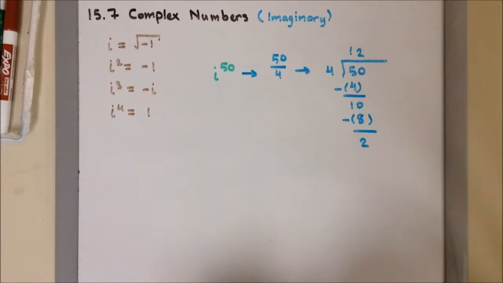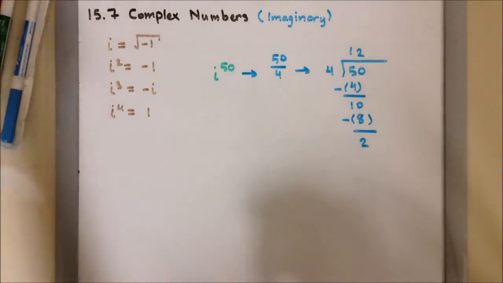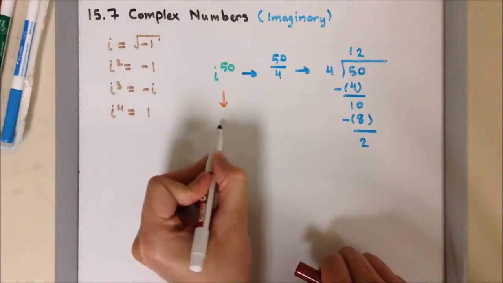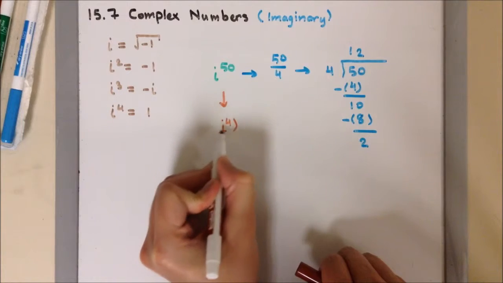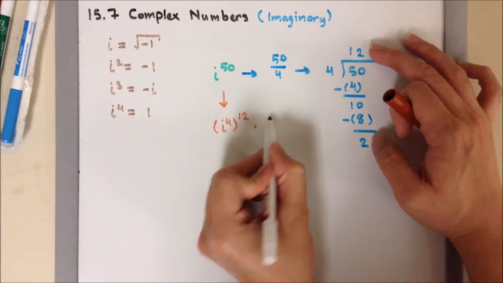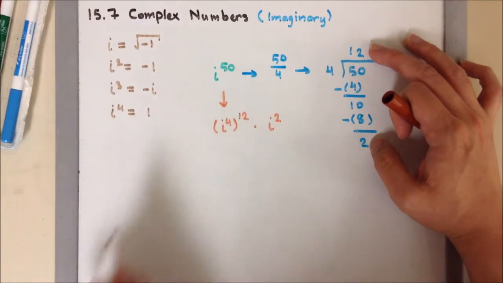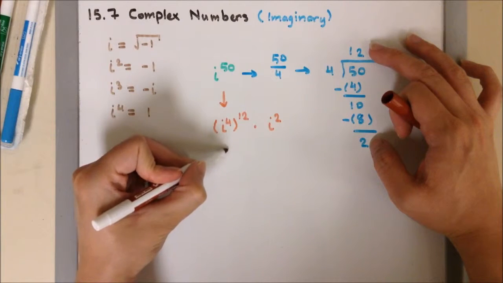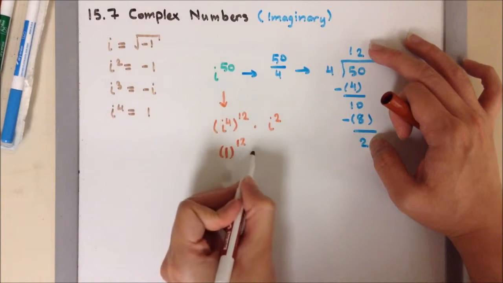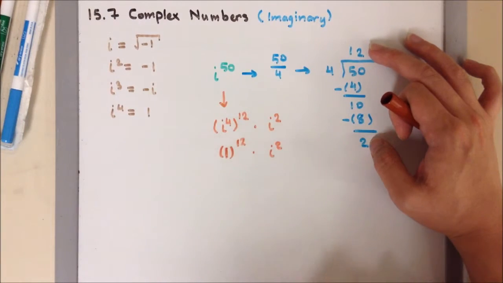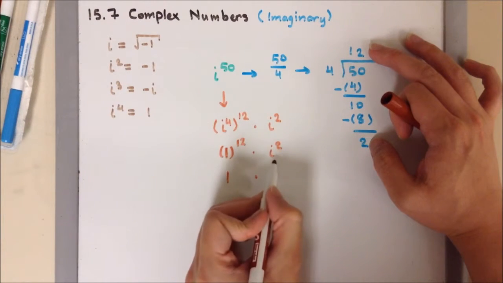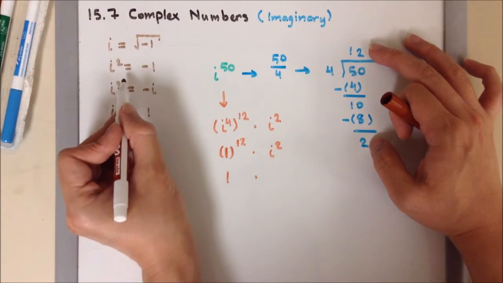So I'm going to use my remainder. I'm going to rewrite i to the 50th power with i to the 4th, raised to the power I have here, which is 12, times i with my remainder, which is 2. Now i to the 4th, we know that that is just 1, raised to the 12th power times i squared. Now 1 to the 12th power is just basically 1. And then here, we know that i squared, based on this information, is negative 1.